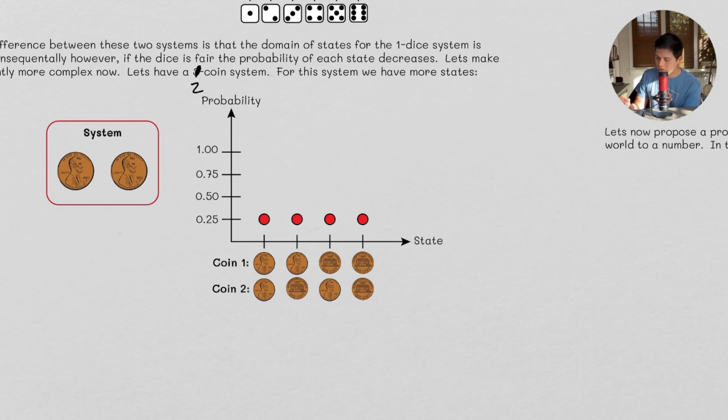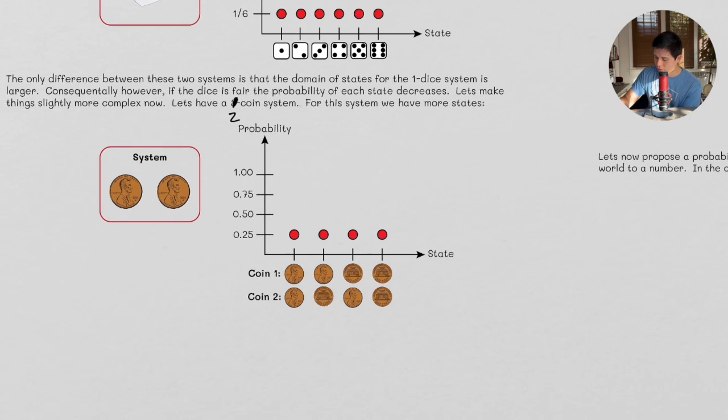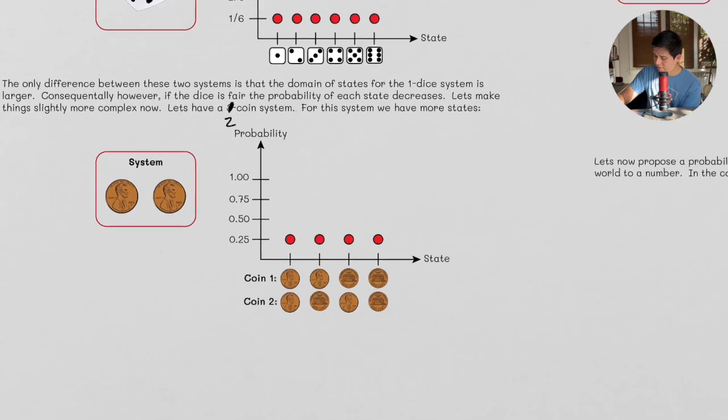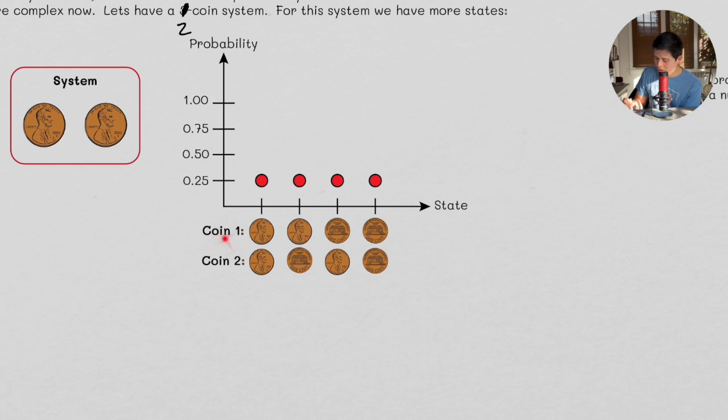I shouldn't say still 4, because up here we have only 2. Here we have 4 possible outcomes. So coin 1 is going to be heads and coin 2 will be heads, or coin 1 can be heads and coin 2 can be tails, coin 1 can be tails and coin 2 can be heads, or both could be tails. Because there are 4 possible outcomes, this is what our probability distribution looks like. However, we run into this concept called degeneracy.